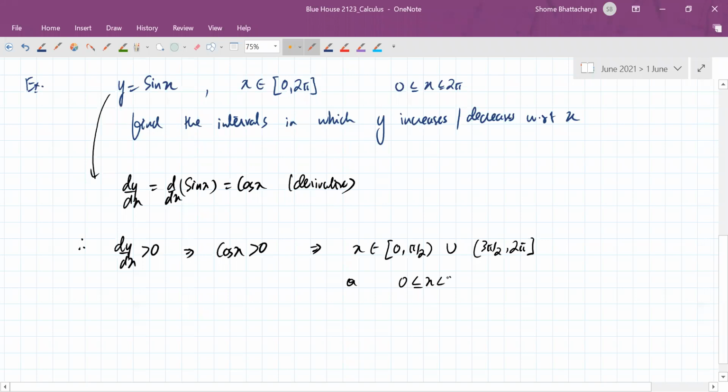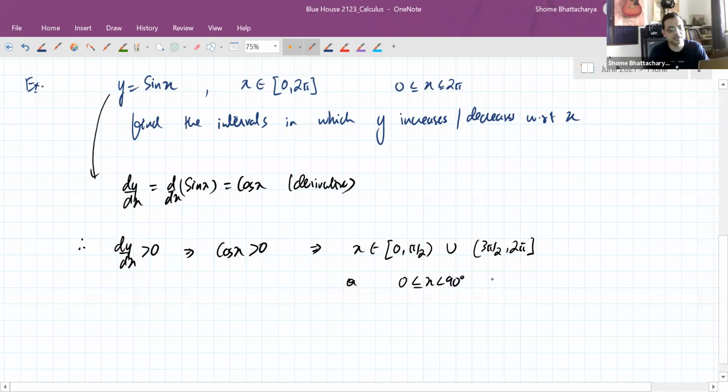Or between x 0 to 90 degrees, but not including 90 because cos 90 is 0, union with 270 to 360 degrees. Again, not including 270, but including 360. So that means sin x increases with respect to x for the same interval.